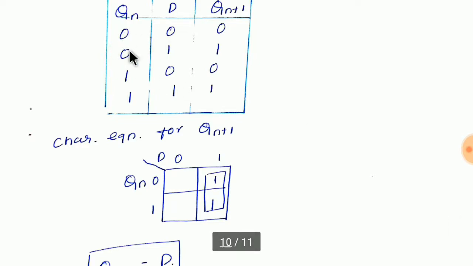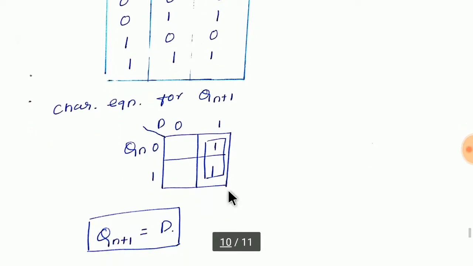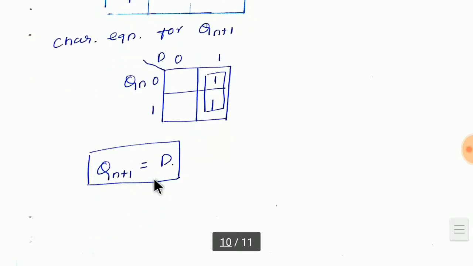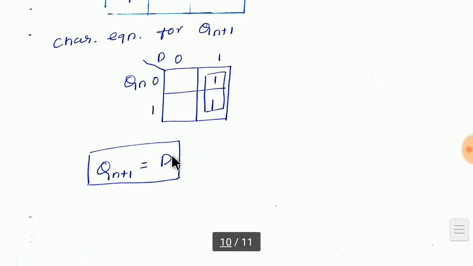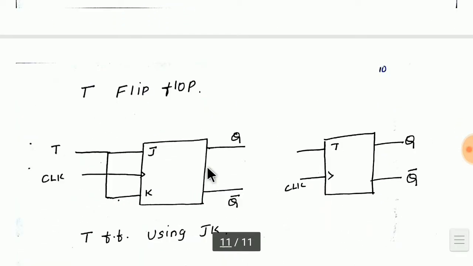Here you have 0, 0. That is, the minterms are 0, 1, 2, 3. With this, if you map, you will have values for 1 and 3. So if you map this, Qn plus 1 is equal to D, look at this. Qn plus 1 is directly equal to D. That is what is reflected in this.